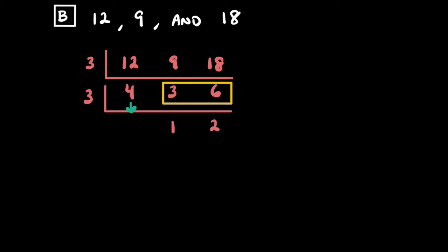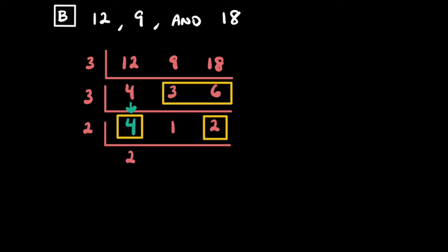Since this 4 wasn't used here, we're just going to bring it straight down. I'm going to create another step of this ladder because I still think there's a common factor between 2 of the numbers. When looking at 4 and 2, we notice that they have a common factor of 2. I'm going to put that on the side here because 2 goes into 4 2 times and 2 goes into 2 1 time. Since this 1 wasn't used, we're just going to bring it straight down.